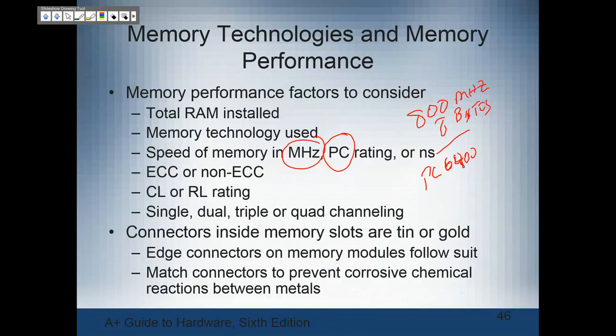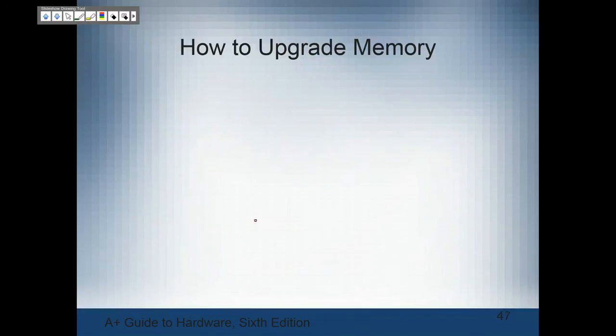Error correcting or non-error correcting, the CL or the RL rating, and again the lower the better on these things. Single, dual, triple or quad channeling. Remember, in triple channeling, if you have 4 modules and you put the 4th one in, your channeling goes away, and it actually slows down the operation of the system.